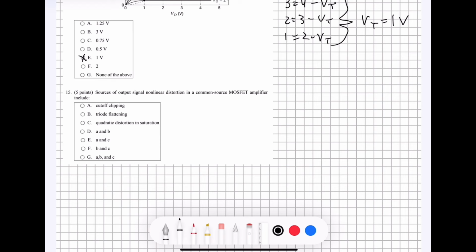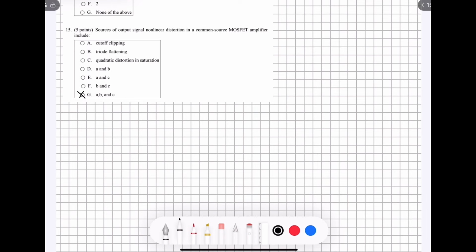This question says, sources of output signal nonlinear distortion in a common source MOSFET amplifier include, and then it gives us several options, including cutoff clipping, triode flattening, quadratic distortion and saturation, and some combination of these terms. So this question, unfortunately, is going to be basically memorization, but the correct answer is G, and I will explain why. I will explain each of these terms individually so that you can gain some kind of familiarity with what those concepts are.